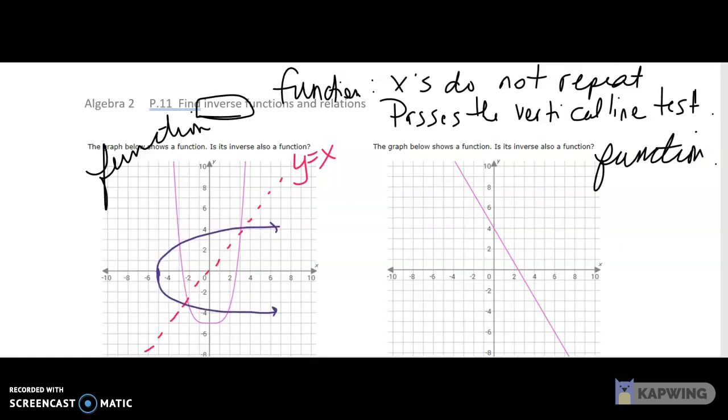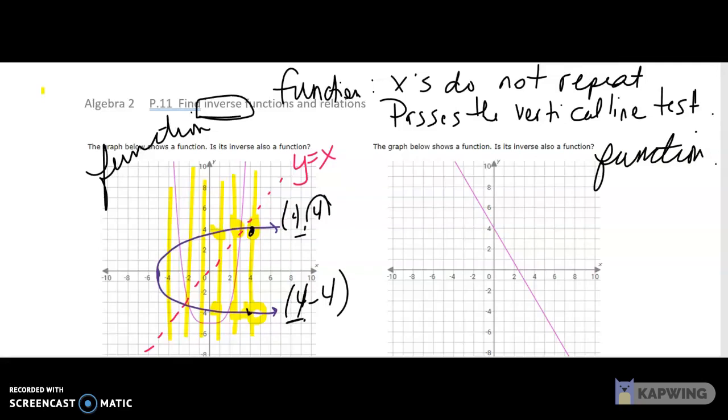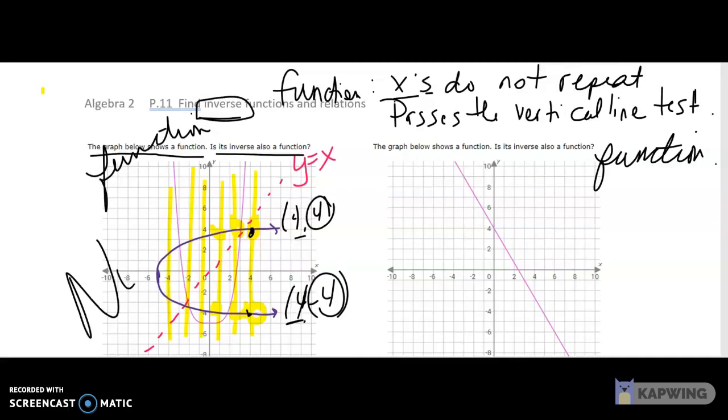So on that blue graph that I just drew, all of those yellow lines are crossing the blue graph twice, which means, like right here, this is at 4, 4, and this is at 4, negative 4. So for this x, it gets two different y's, and if your x's don't repeat, then you can't have two different y's. So basically, the inverse for this graph is not a function, okay? So the graph below shows a function. Is its inverse a function? This answer is no.